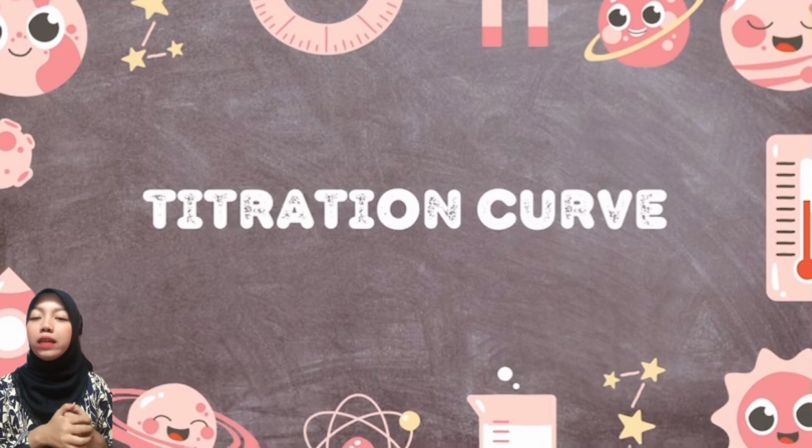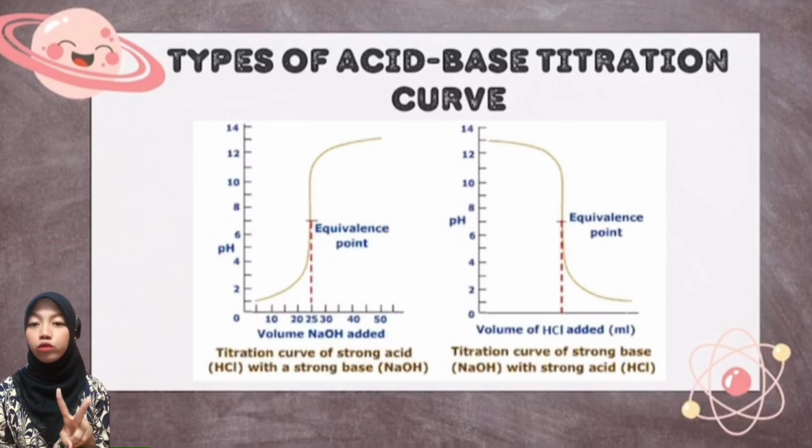Next, we move to the titration curve. What is the meaning of titration curve? A titration curve is the plot of pH of the analyte solution versus volume of the titrant added as the titration progresses. Titration curve has 2 types. Firstly, titration curve for a strong acid HCl with a strong base NaOH, and the second is titration curve for a strong base NaOH with a strong acid HCl.